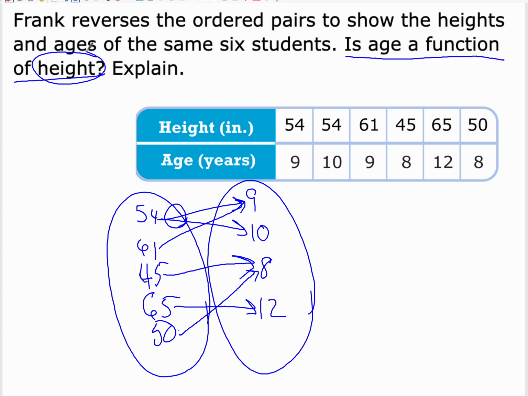You've got to look at how they word the question, because sometimes when they give you tables like this, it's not obvious which one needs to be the X and which one needs to be the Y. So you look at the way the question is worded. This one is always the input, and the other one's always the output.